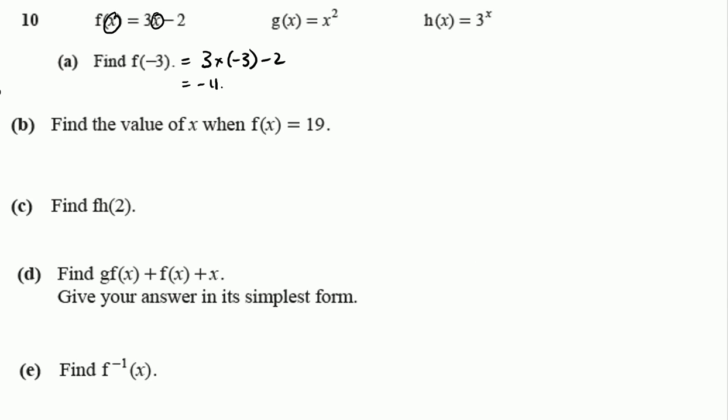Now I want to find the value of x when f(x) equals 19. f(x) is 3x minus 2, and I want to know when that equals 19. So I'm going to add 2 to the other side, making 21, and divide by 3 to get x equals 7.